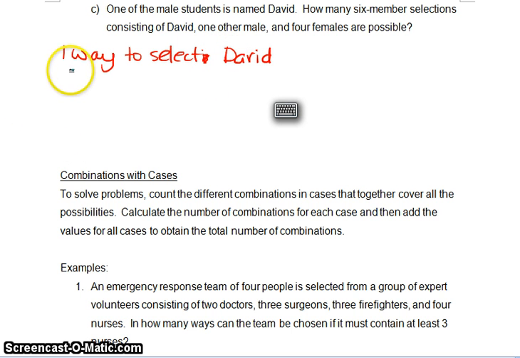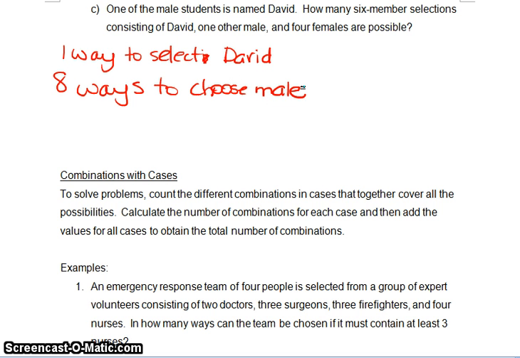And then what you can ask yourself is, okay, now we need to choose one other male. So how many males can we get? If there were 9 before we selected David, and he was obviously a male, that means there are 8 left, so there are 8 ways to choose a male. And then for females, there are 8 females in total, and we're only picking 4 of them.